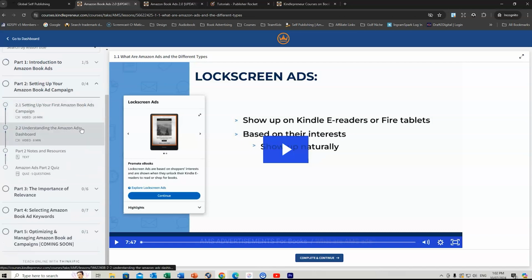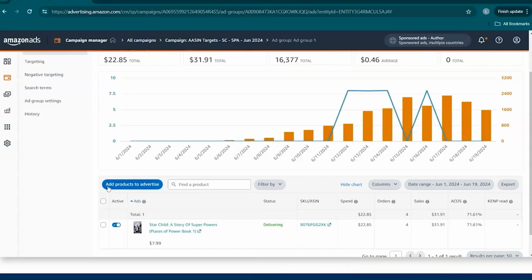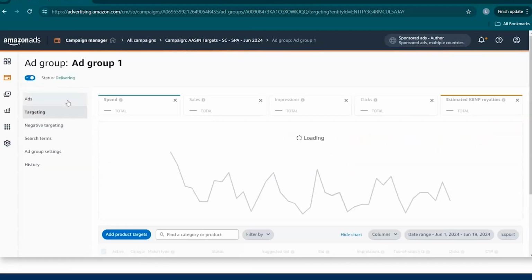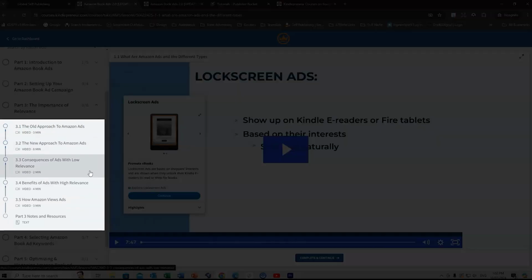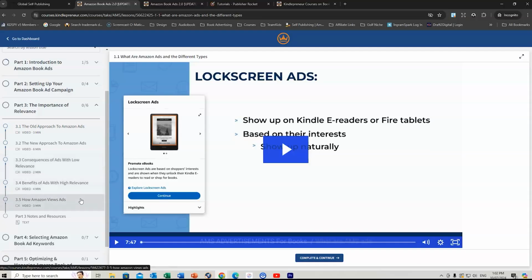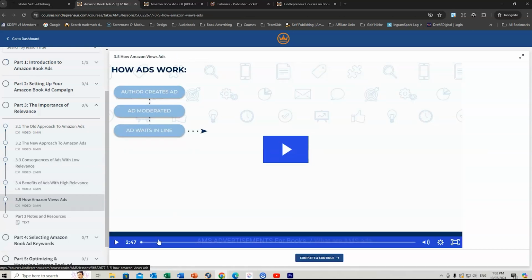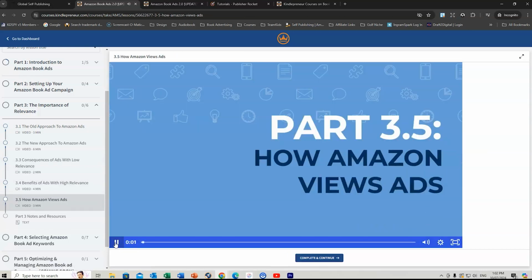Part two is setting up your Amazon book ad campaigns, so looking at how you set them up and utilizing and understanding the Amazon Ads dashboard. And then number three, the importance of relevance, so the old approach and the new approach. And then you can also look at benefits of ads with high relevance and how Amazon Ads view ads. So that's a really important one that I think you need to really look at.